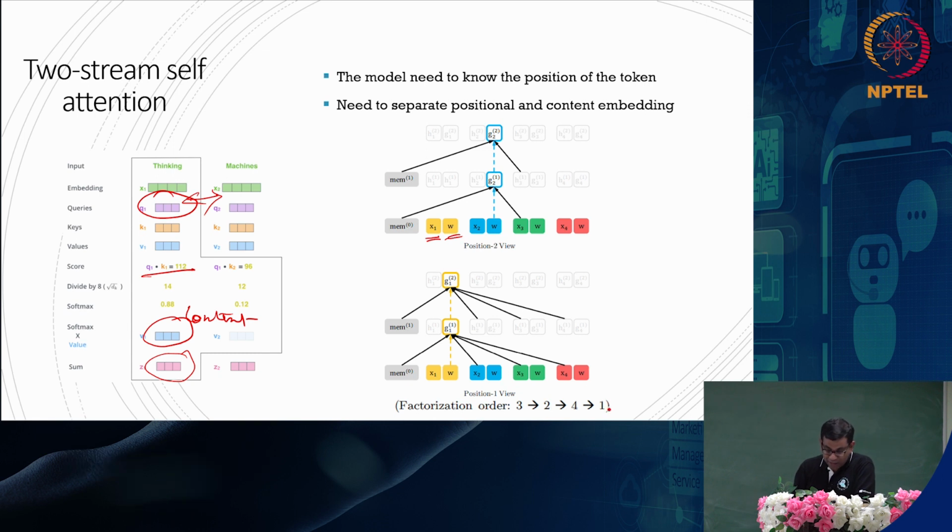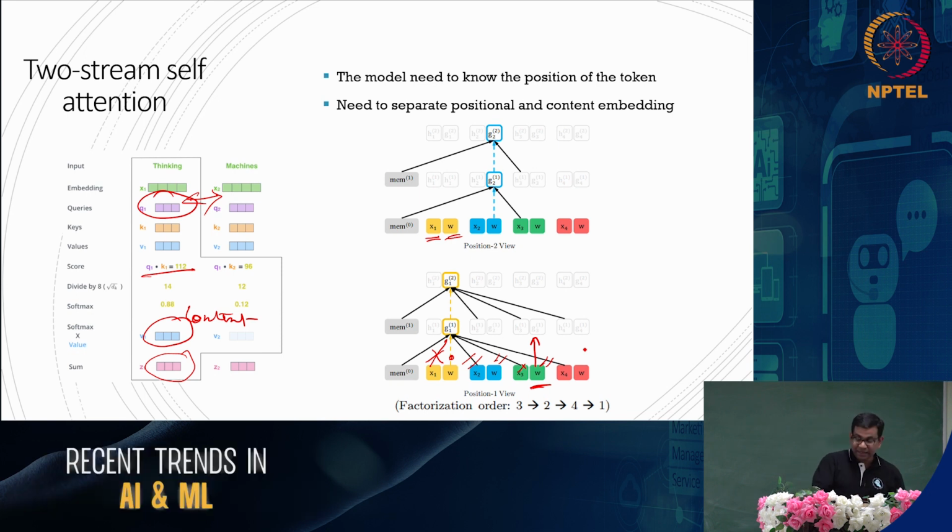Say the order is 3, 2, 4, 1. When you are predicting 1, you will be using the content from x3, x4 and x2, but you will not use the content from this one. You are only using the position. It's the same as the earlier problem: when we are predicting x3, we will not be using the content information, only the positional information. And this is a learnable vector, which you randomly initialize. So that's what they did. That's easy to say, but hard to implement.